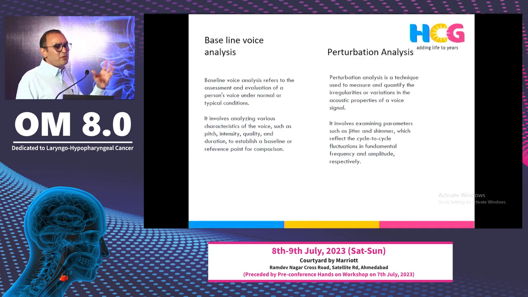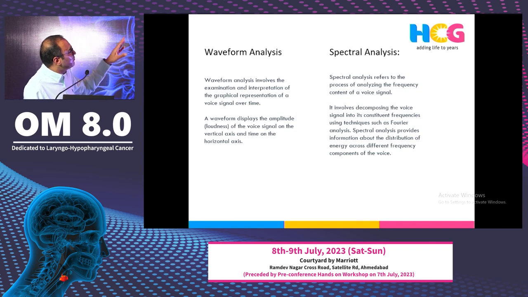So a few other terms that we today should know as surgeons is that people use baseline voice analysis and perturbation analysis. Baseline analysis refers to a simple voice under normal circumstances, and perturbation is quantifying the irregularities or variations of the voice. Similarly, we are using waveform and spectral analysis. Waveform is basically to interpret the graph of the voice signal, and spectral is for analyzing the frequency of the voice signal.